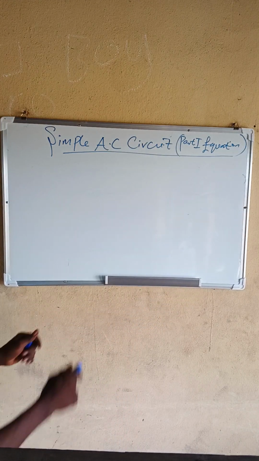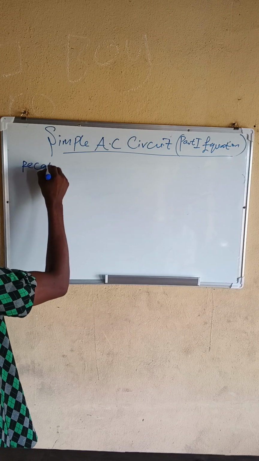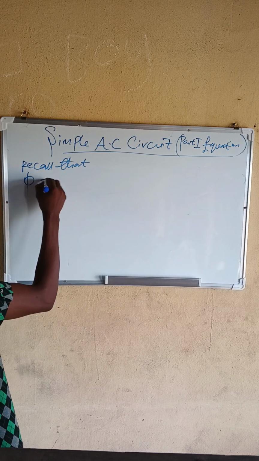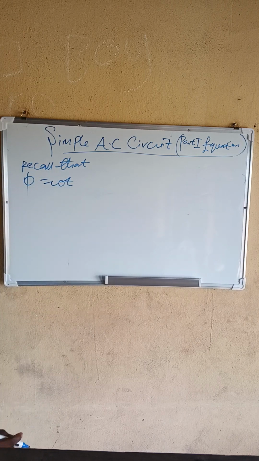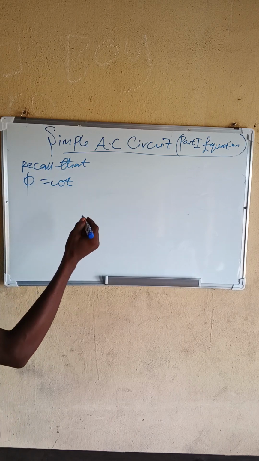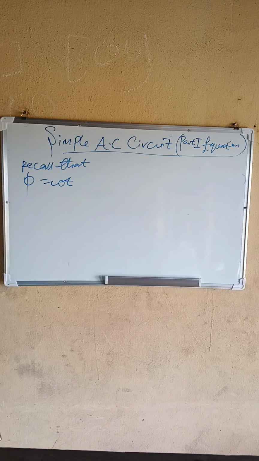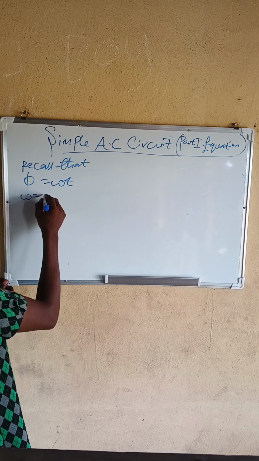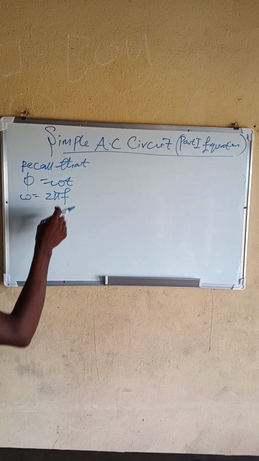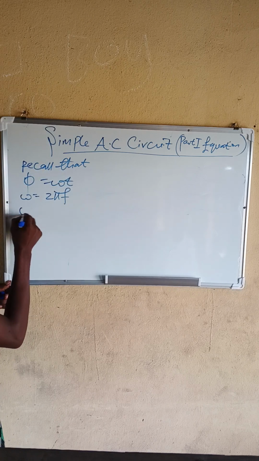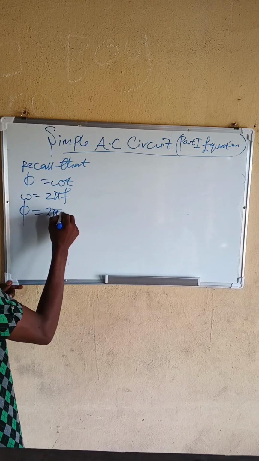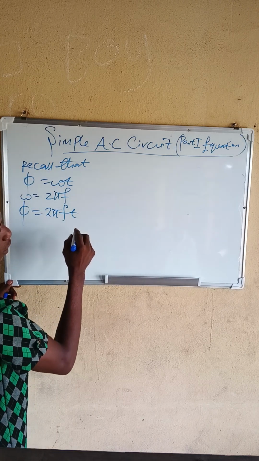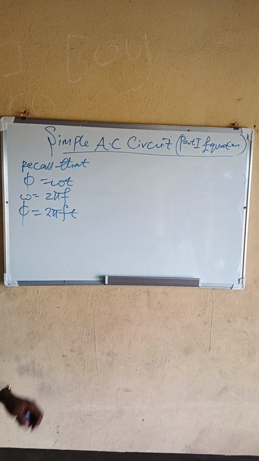Recall from equation 4 that phi, which is the phase angle, is given as omega t, which is angular velocity times time. This angular velocity is measured in radian per second and is given as. So by the time I substitute this into this equation, I'm going to have this to give me 2 pi ft. This is called 2 pi ft.